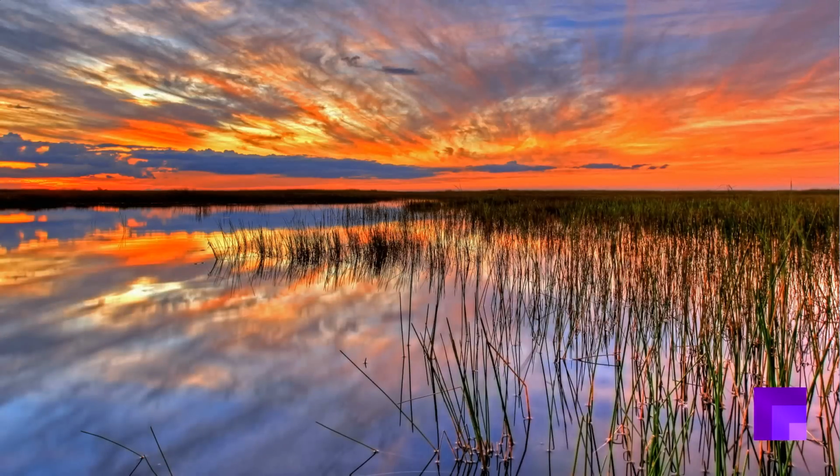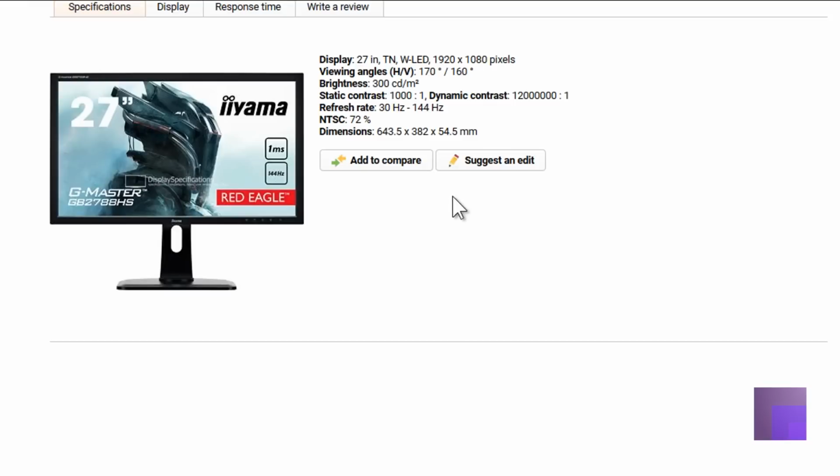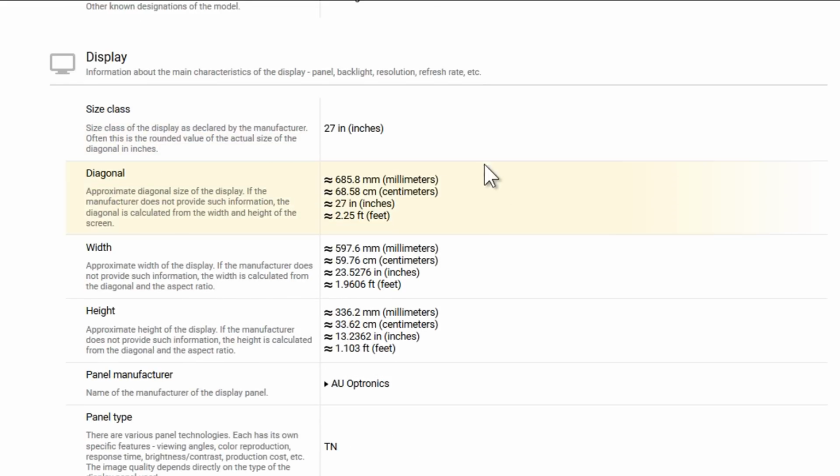In order to choose a good monitor, first of all, what we need to think about is what makes a bad monitor. So I've got here a monitor which I don't think goes well with Photoshop, and I'm going to explain why. It's a very good monitor. On the surface, this looks pretty good. It's got a refresh rate of 144Hz, which is better than most monitors. And if we look down at the specs for this monitor, you can see it's 27 inches, which is awesome.